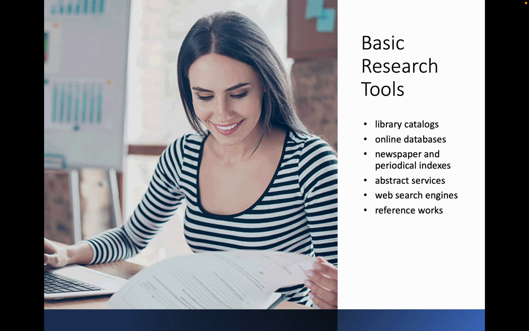Then there are basic research tools. You have library catalogs and online databases. There are newspapers and periodical indexes, abstract services. There are actually sites and services where they read peer-reviewed sources, like all the abstracts, and can help find you what you're looking for. Web search engines, reference works, those types of things.